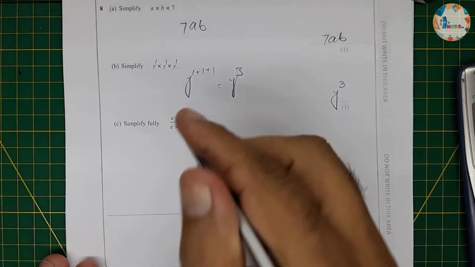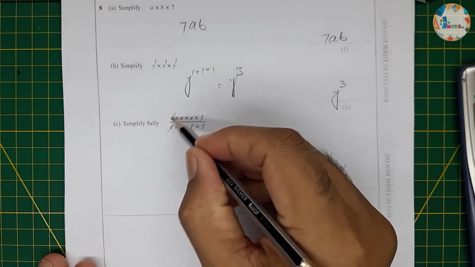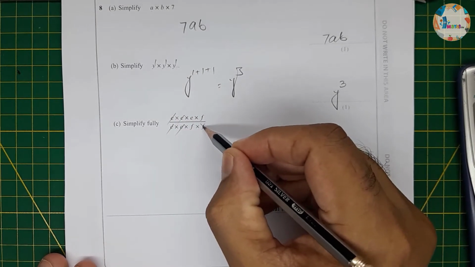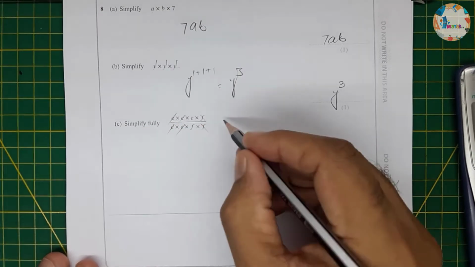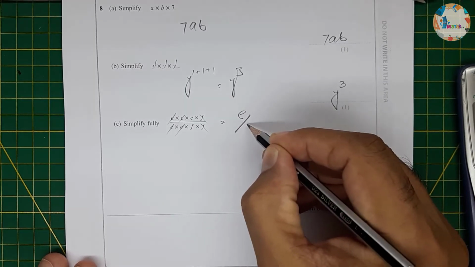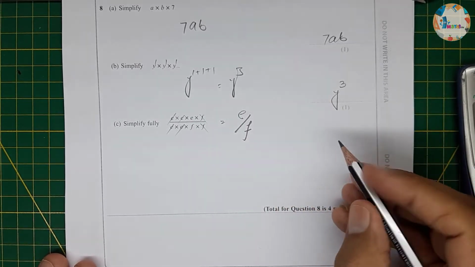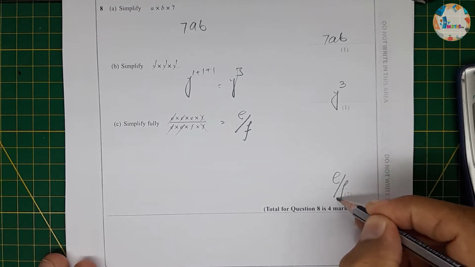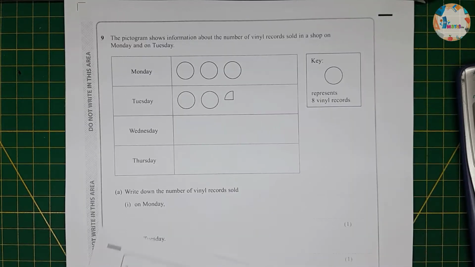Similarly, simplify fully. We can cancel E with E, and F with F. So what remains will be E over F. This will be our final answer, so we can write E over F as the final answer.